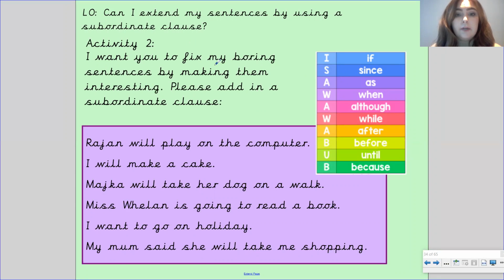Now this is activity number 2. So I want you to fix my boring sentences by making them more interesting. So you need to add in a subordinate clause. You can add in your subordinate clause at the end of your sentence or at the start of your sentence, but remember the rules if you do.